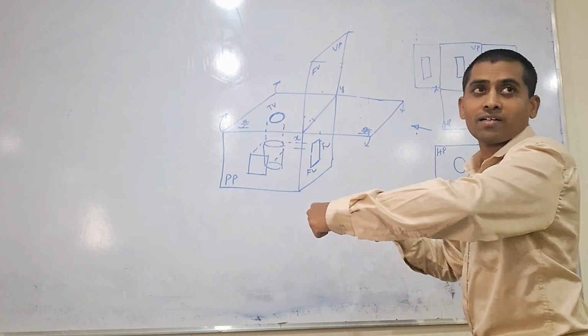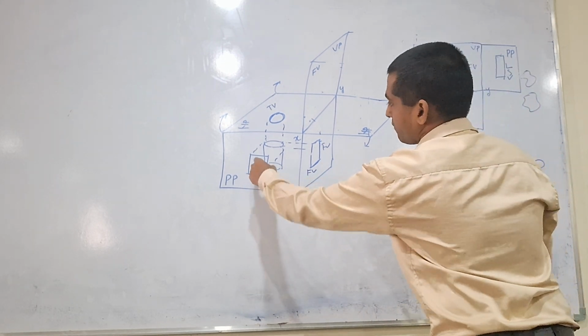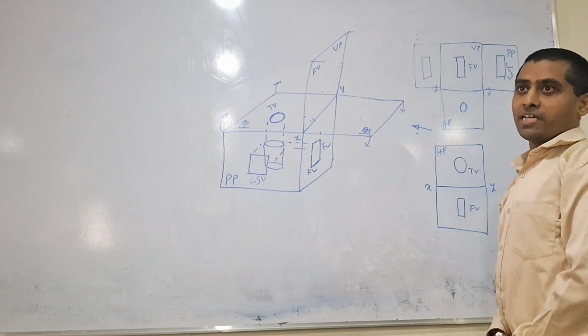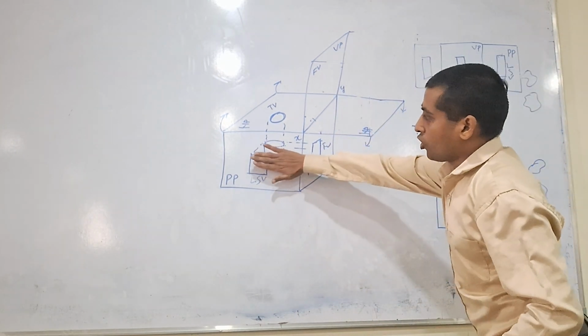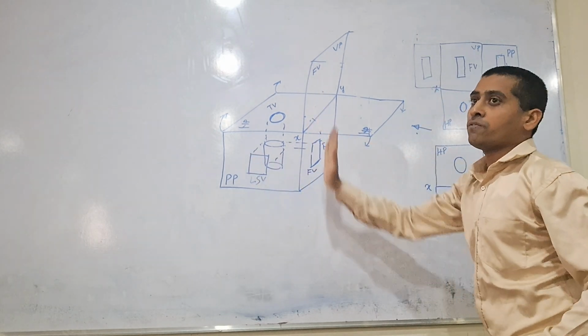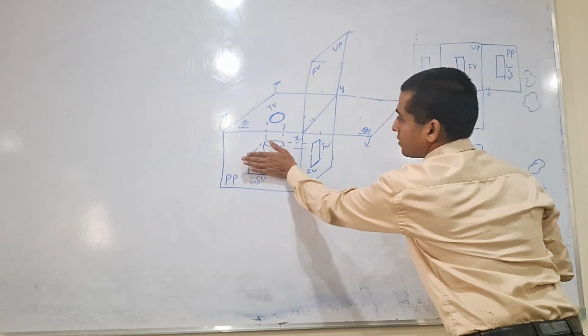Left side. I am the observer, right? So this is the left side view, right? Left hand side view. Now we are going to rotate this PP plane so that it will coincide with VP. Like this we are rotating.